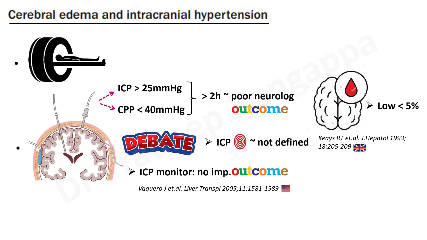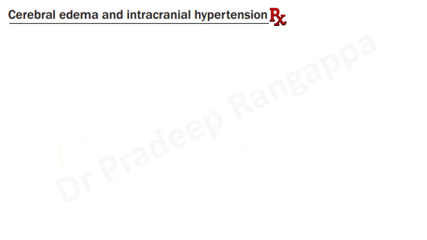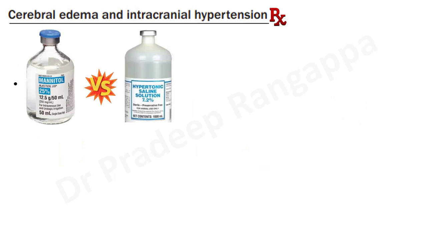But there is no robust evidence to say putting an ICP monitor will significantly change the outcome. Having said that, the dread or fright that ICP monitors would increase the intracranial bleed is also not true. So when it comes to treatment, obviously there is a choice between mannitol and hypertonic saline. The studies have very clearly shown that one is not superior to another, so you can use either.